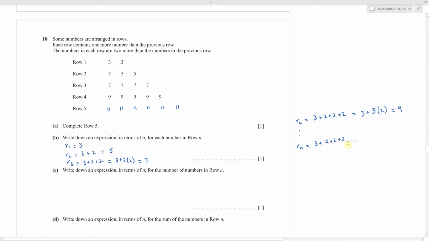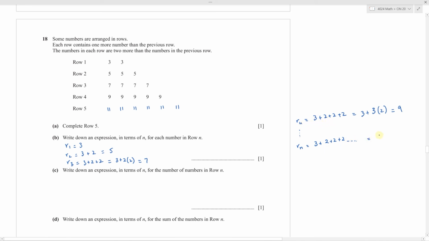So how many 2's will be there? That's the question. If you look at the first row, you have 0 2's. If you look at the second row, you have 1 2. Third row has 2 2's. Fourth row has 3 2's. So the number of 2's is 1 less than the row number.